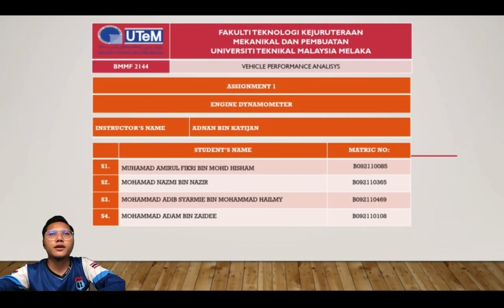We are from the Faculty of Mechanical Engineering and Manufacturing, Universiti Teknikal Malaysia, Melaka. Today, we want to perform our assignment 1, which is engine dynamometer.